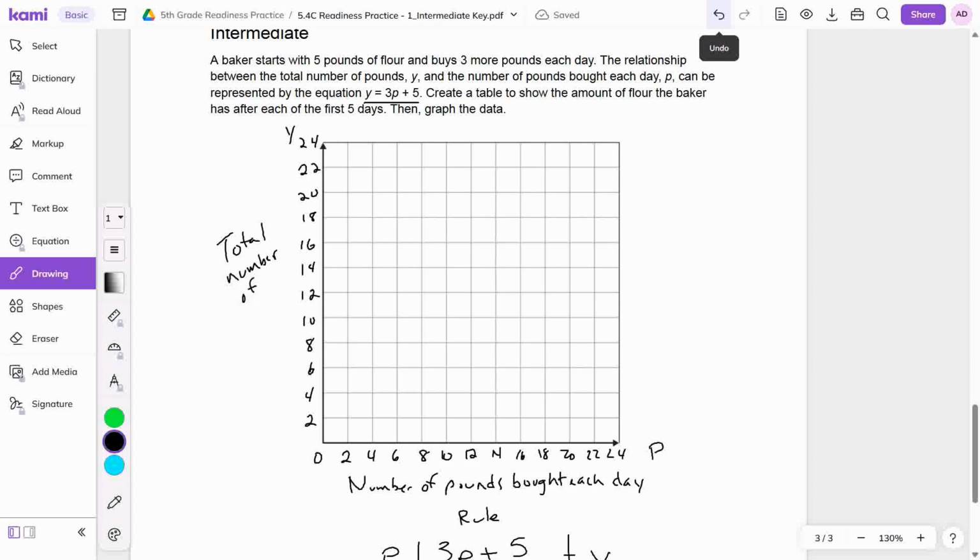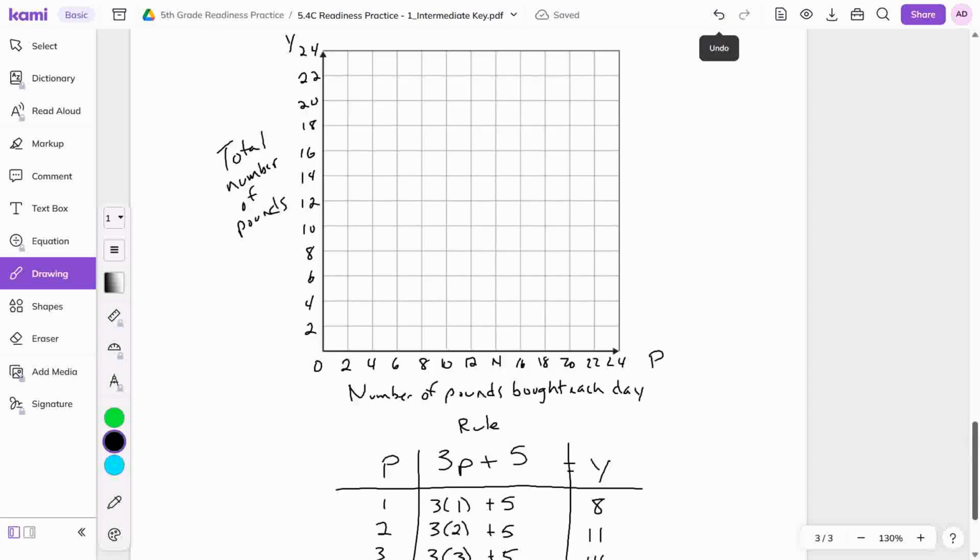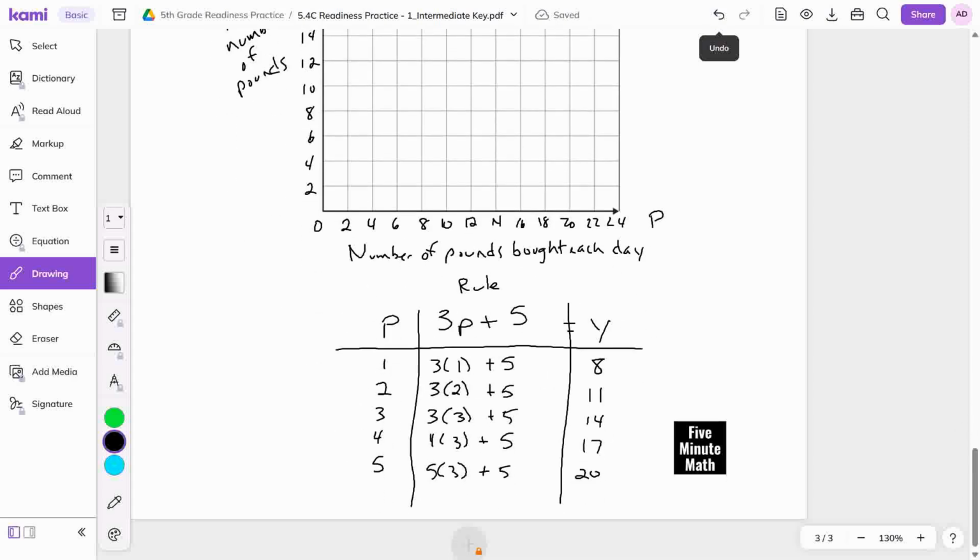All right, and so now we have our table. I just need to go ahead and convert these into some XY coordinates. I'm looking at p and y, so I'm just going to put them over here. I'm going to do 1, 8. Let's move that because that logo is going to be in the way. Let's do it over here. 1, 8. Let's do 2, 11. Let's do 3, 14. 4, 17. And then 5, 20.